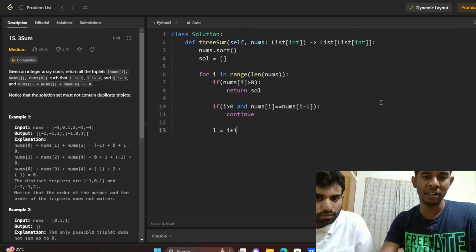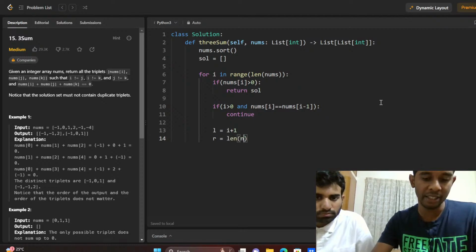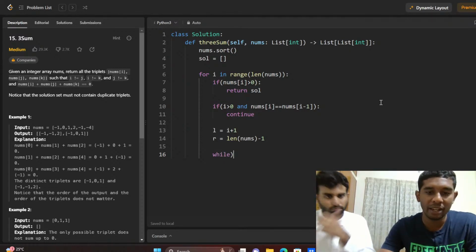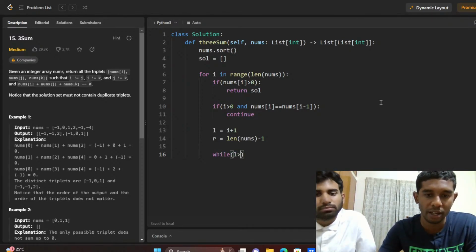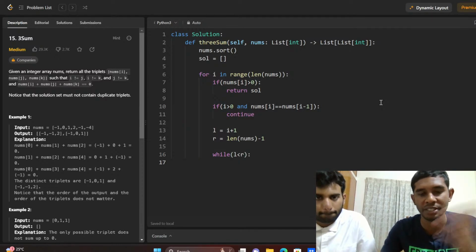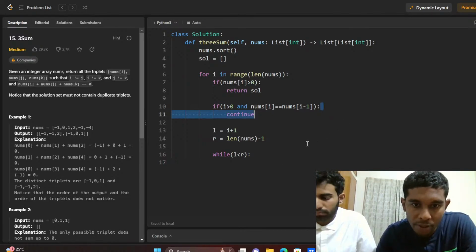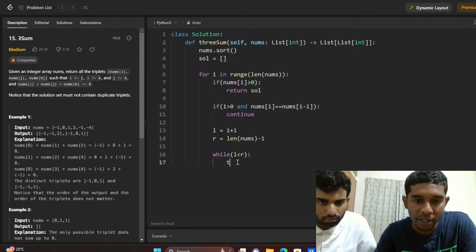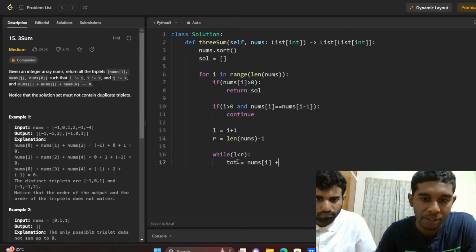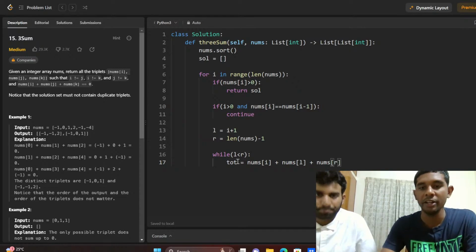And again, here comes our left pointer, and here comes our right pointer. The right pointer is basically the index of the last element. So now what we do is, while L is less than R, that means my left pointer is still before the right pointer. So what I do right here is total is equal to nums of i plus nums of L plus nums of R, right? So that's my total.